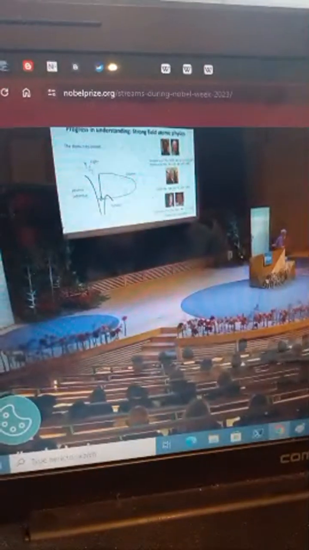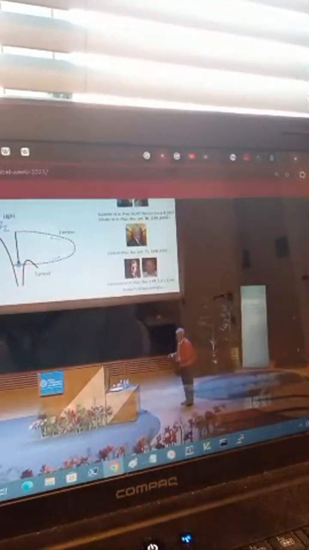So this three-step model is presented here. What happens is that you have an atom in a strong laser field, and this laser field is really strong. It distorts the atomic potential. It bends this potential, and here you have a barrier.